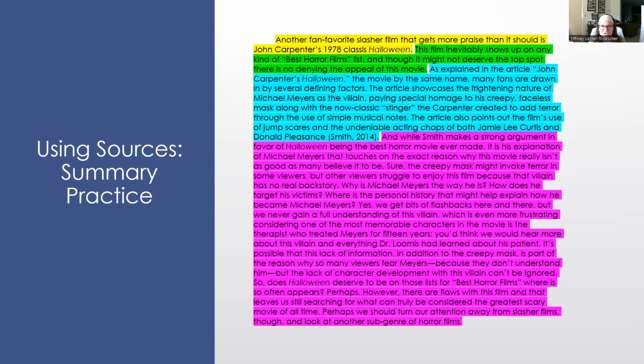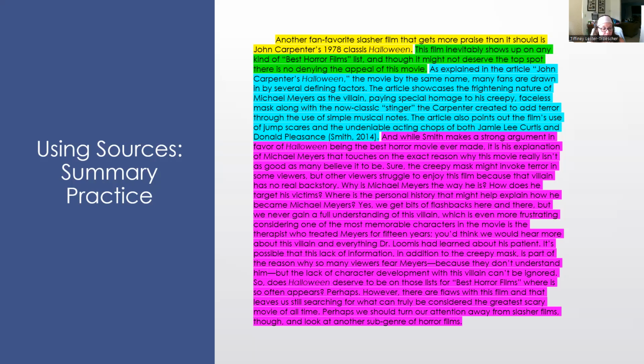They put it in their own words. They highlighted the main points, didn't really worry about a whole lot of the specific details, right? And I now have a pretty good idea of what that essay focused on. I'd have to read it myself to know the exact examples that are being used and explained, but I know that that essay is going to be about this movie and why it's so good.